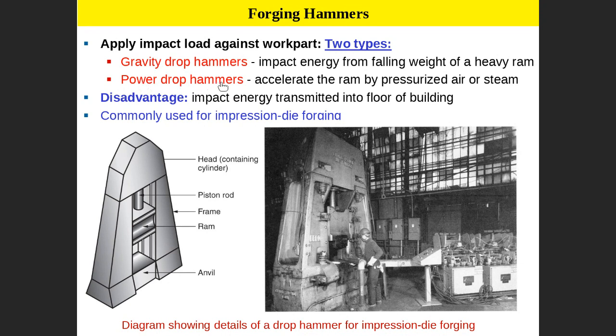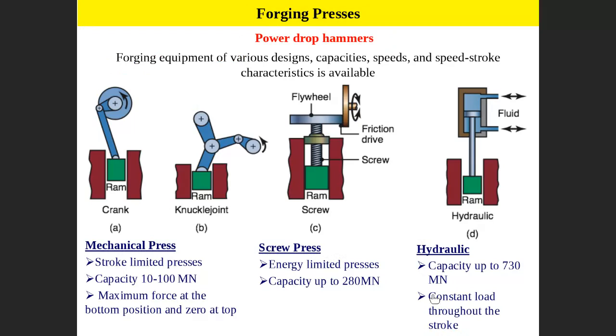The second one, the power drop hammer, is accelerated. The power drop hammer is accelerated by using pressure, air, or steam to hammer the workpiece. The advantage is impact energy. This is very impactful. Boom, boom, the impact energy is transmitted to the floor, to other machines and the surrounding, and it is commonly used in impression die forging operation. This is the power. The gravity one is nothing. You just take it up and then leave it to drop under gravity.